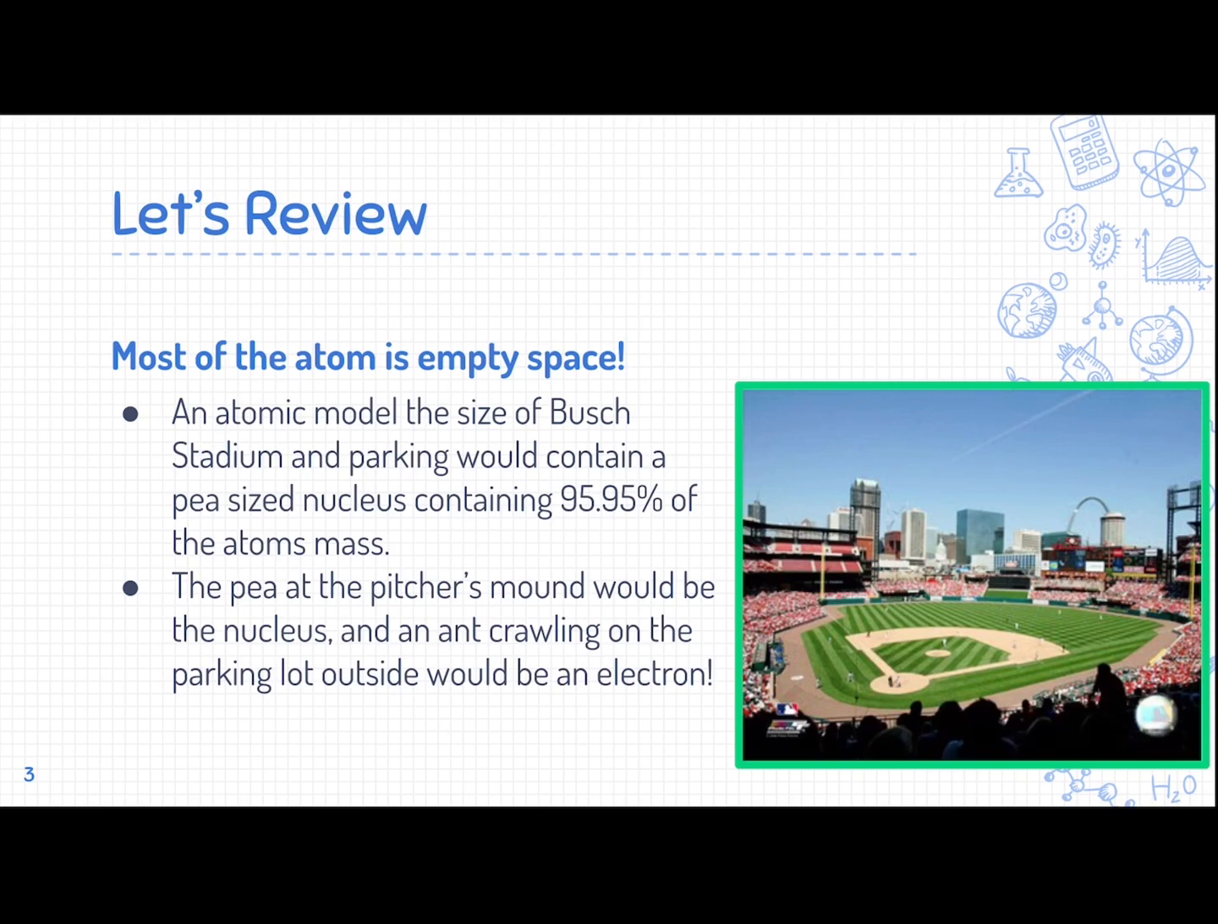Also remember this picture that we talked about a few days ago. An atomic model the size of Busch Stadium and the parking lot would contain a pea-sized nucleus. That nucleus would account for 99.95% of the atom's mass. The pea at the pitcher's mound would be the nucleus, and if there was an ant crawling outside in the parking lot, that would be an electron.